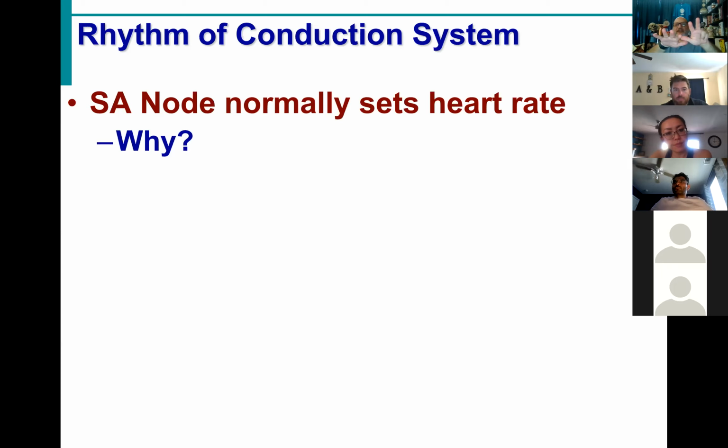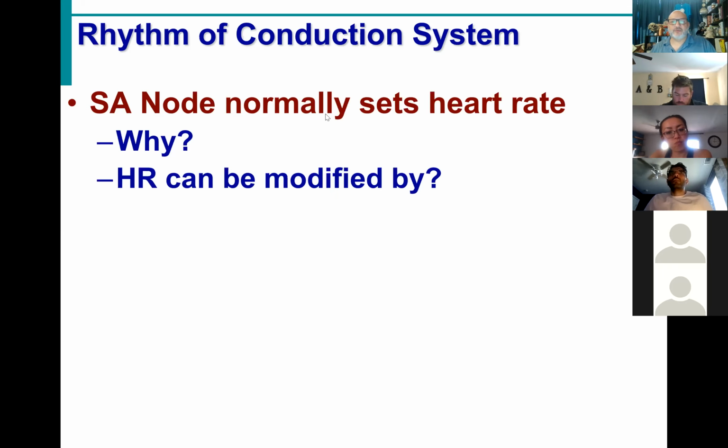Right? If you ripped out that SA node, other cells would be able to fire and drive the process, but they fire at a much slower rate. So the SA node has the highest spontaneous rate. And so because it has the highest spontaneous rate, it sets the autorhythmic rate of the heart.